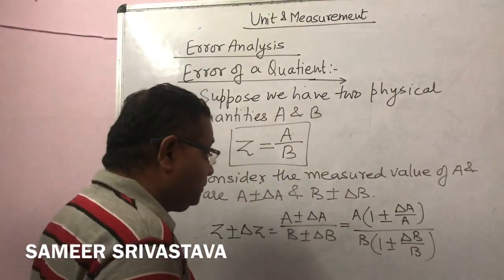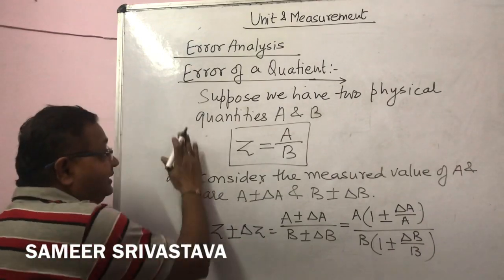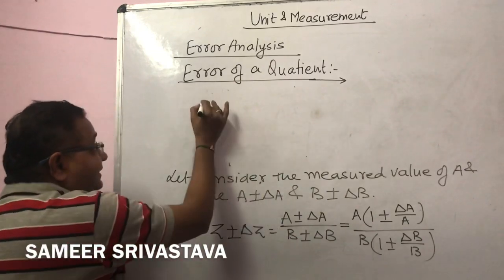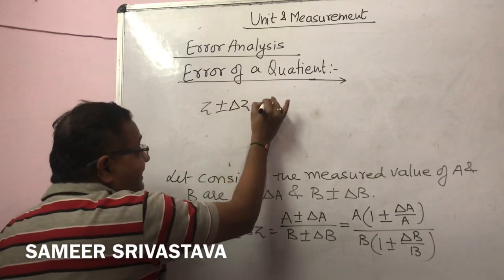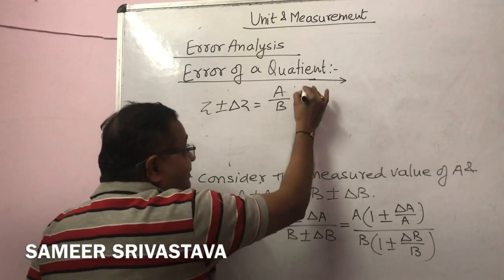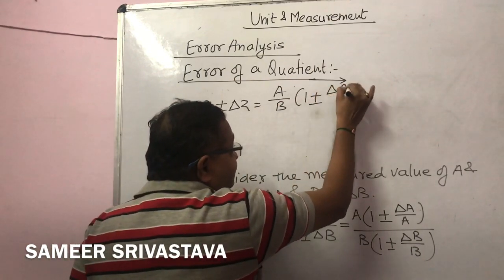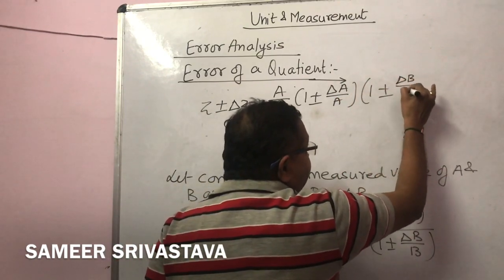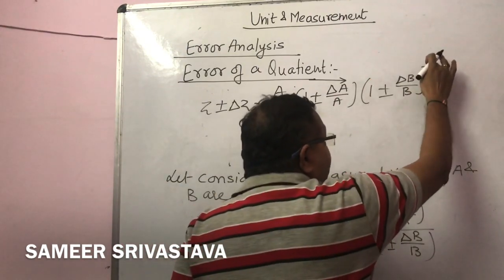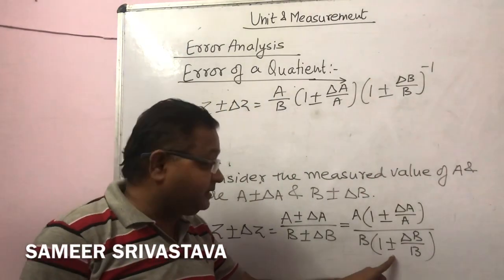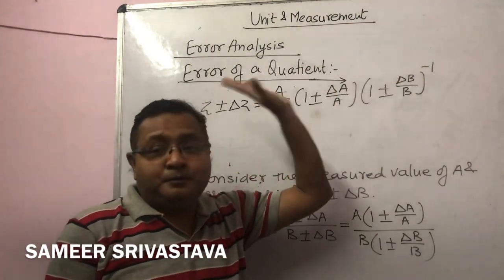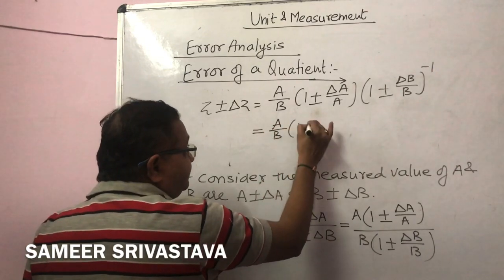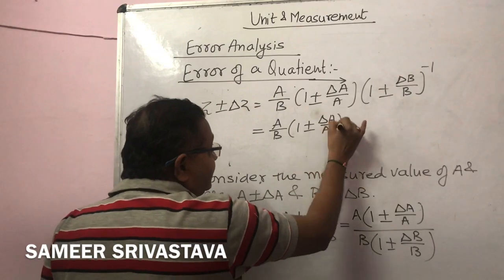Hope you all note this down. Now we can write Z plus minus delta Z as A upon B, 1 plus minus delta A upon A, and 1 plus minus delta B upon B, to the power of minus 1. When the denominator goes to the numerator, the power becomes minus 1. Now again, A upon B, 1 plus minus delta A upon A.